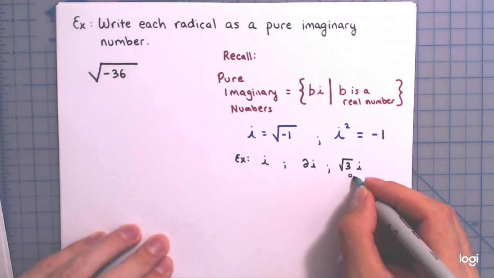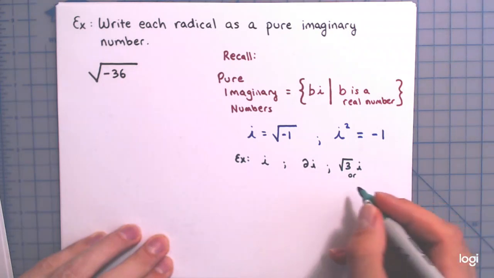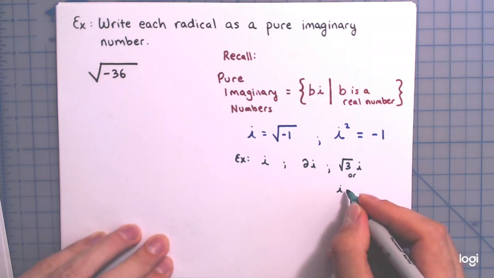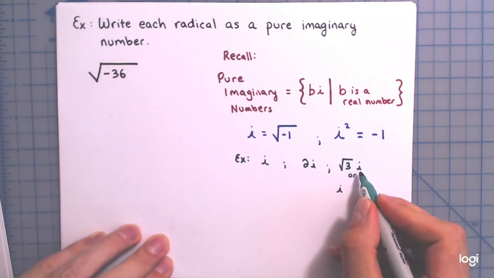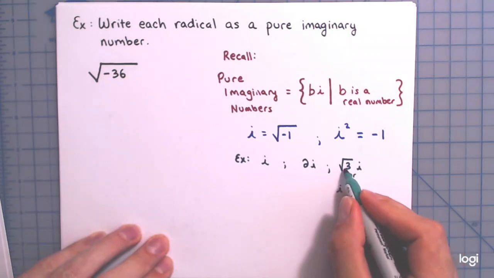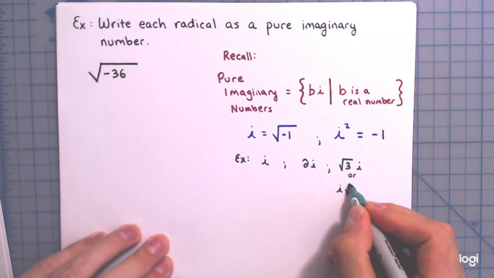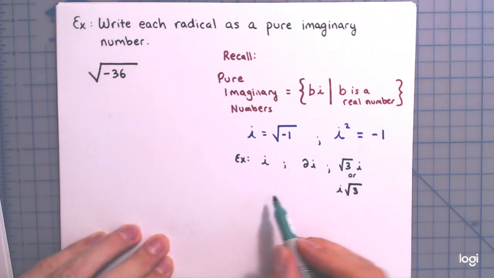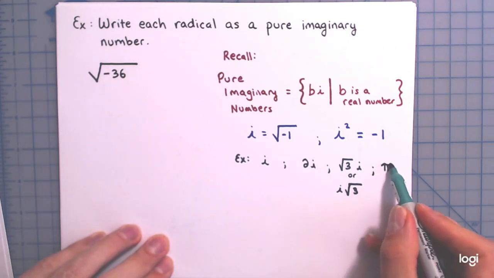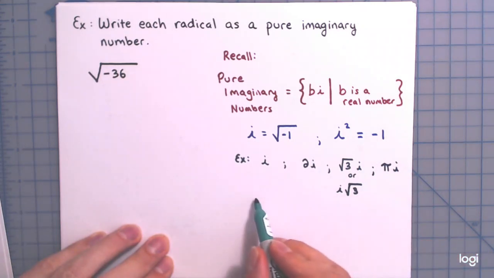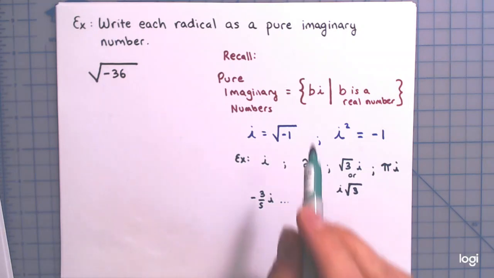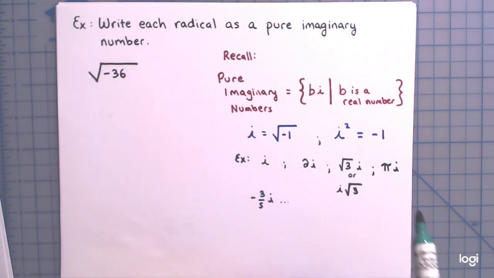So very often, just to avoid the possibility of making that mistake, you might see, like with variables, usually variables are thrown in front of radicals. We're going to treat i like a variable a lot of the time. So instead of the square root of 3 times i, you might see that written as i times the square root of 3, but they mean the same thing. Pi times i, a real number times i, -3/5 times i, and so on. I could make up examples all day long of these pure imaginary numbers.